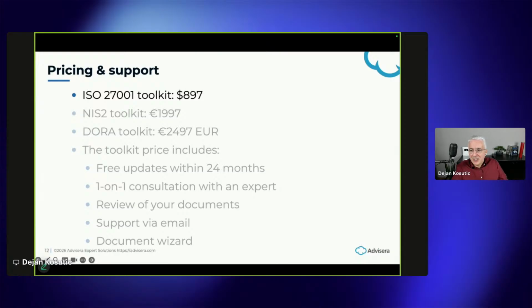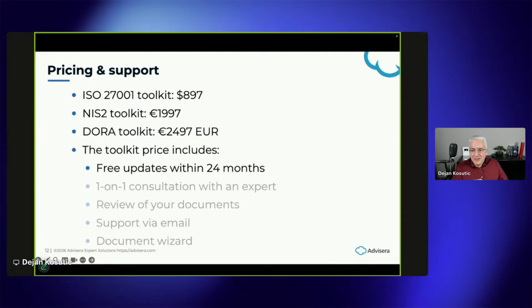Okay, now regarding pricing, the 27001 toolkit is $900, the NIS2 toolkit is 2,000 euros, and the DORA toolkit is 2,500 euros. So basically, they're priced according to their complexity and the number of documents.